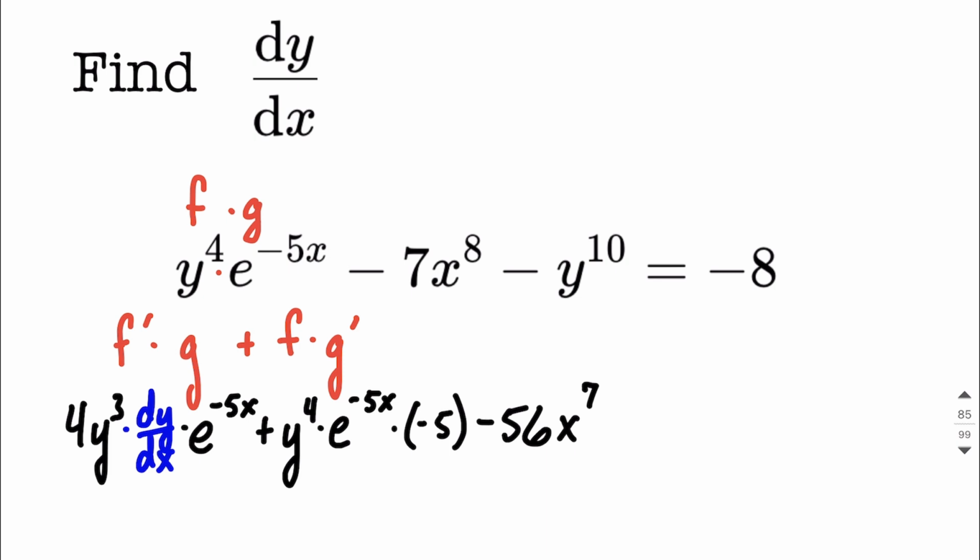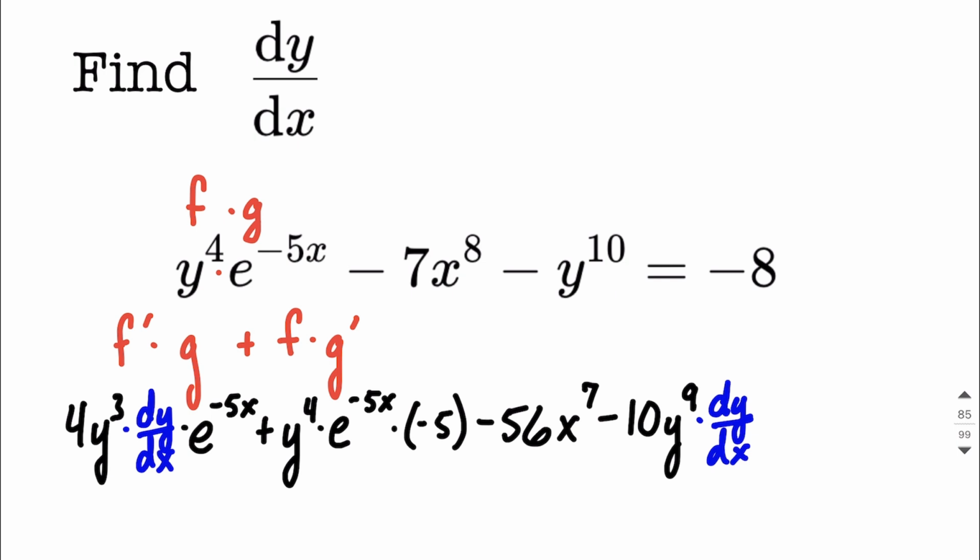Moving on to our next term, we have negative y to the 10th power. Again, the power rule says that 10 comes down in front. Keep the same variable and reduce the exponent by 1, so 10 minus 1 makes 9 for our new exponent. But again, we did take a derivative of y, so be careful. This gets multiplied by the derivative of our variable y with respect to x, so we get a dy/dx with that term as well.